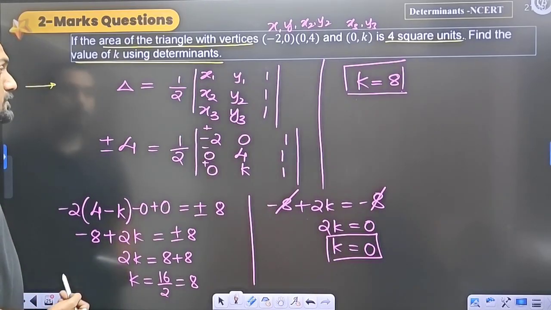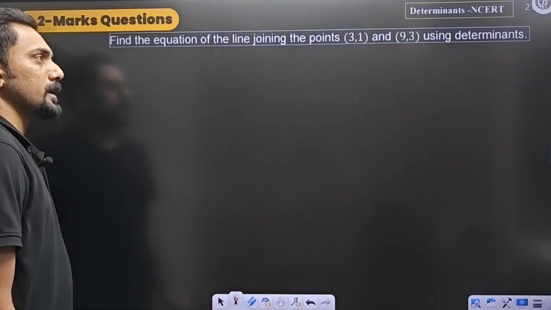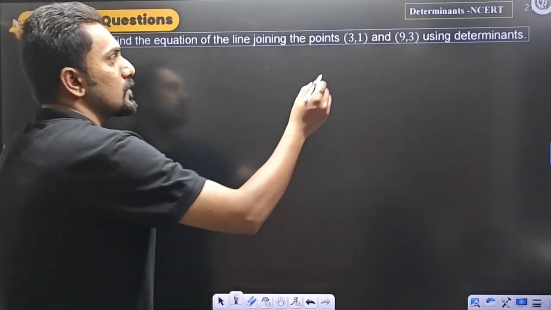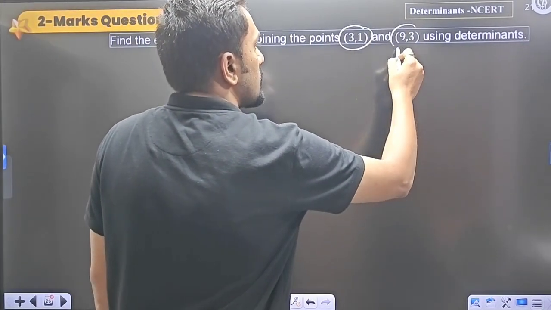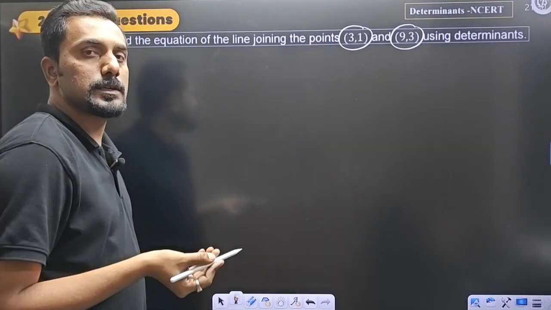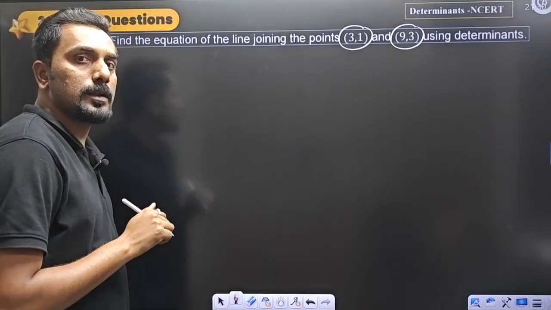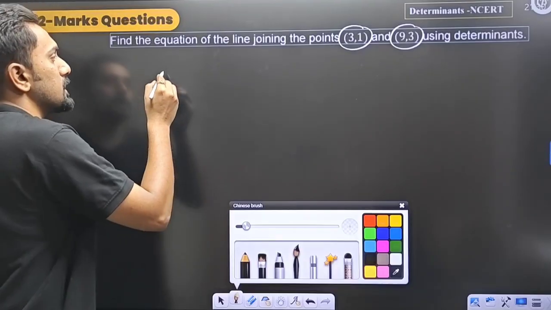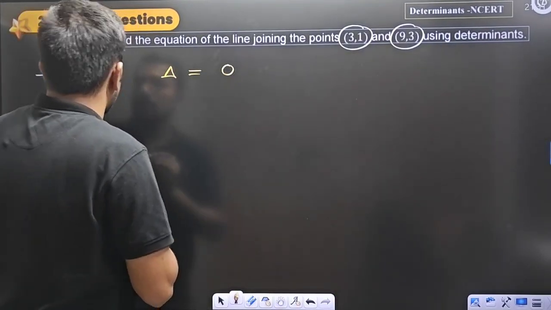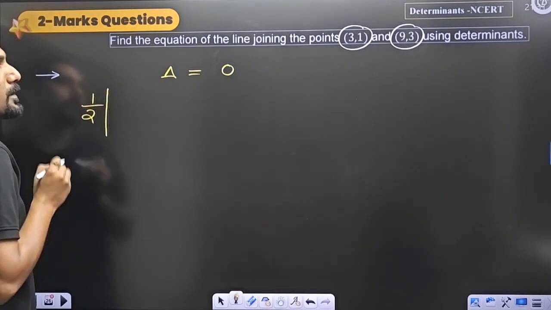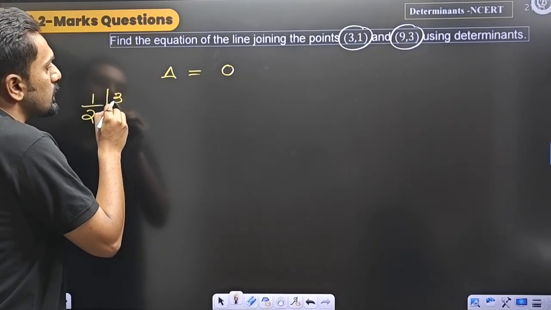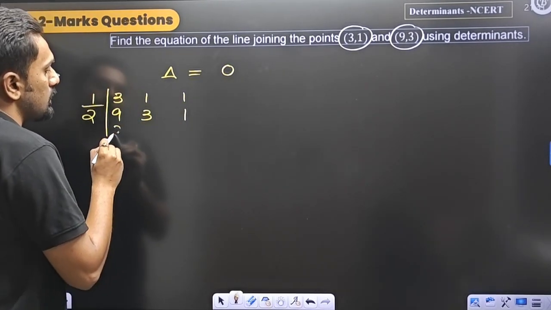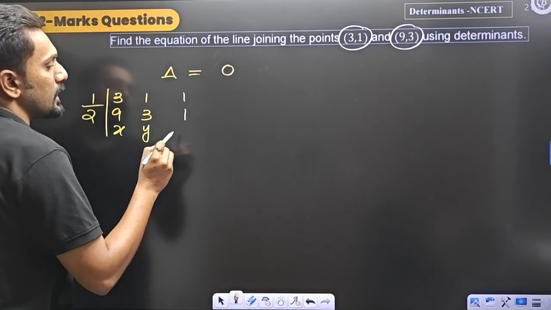Then the next question is, find the equation of line joining the points 3,1 and 9,3 using the determinants. You should not get confused seeing this. Here they have given us two vertices, there is no third vertex, but they ask us to use the determinant concept. How to use it, I have already explained in the beginning. To find the equation of a straight line we must consider area of triangle equal to 0. Then it becomes half multiplied by the determinant of 3, 1, 1, 9, 3, 1, and the third vertex can be x comma y.